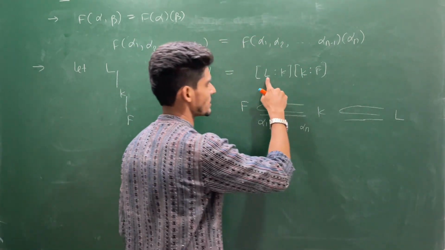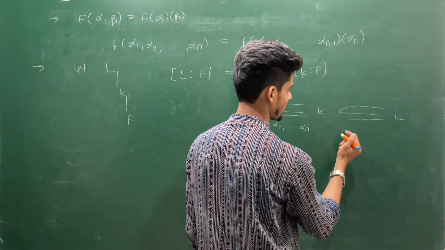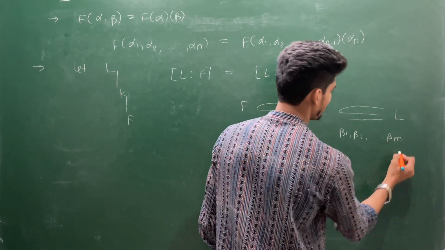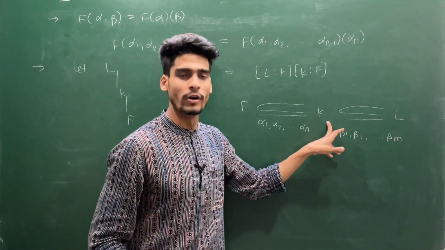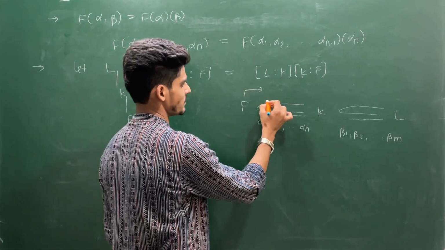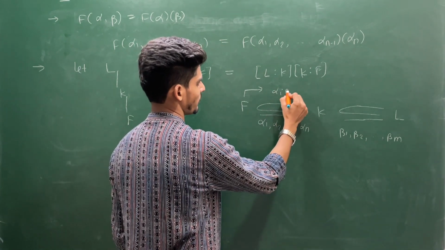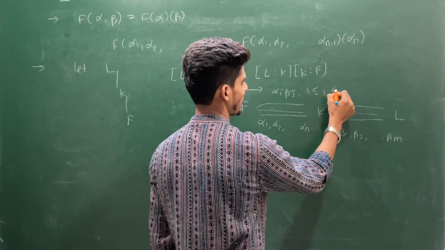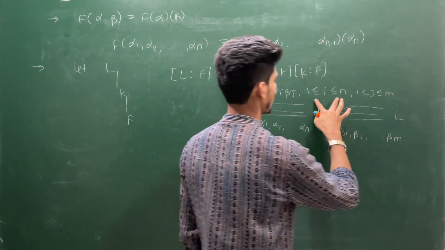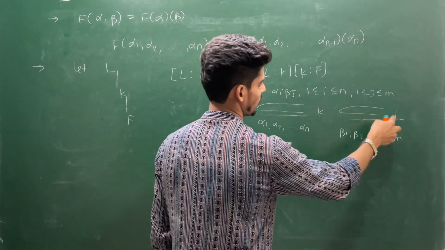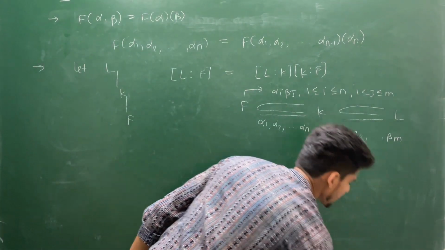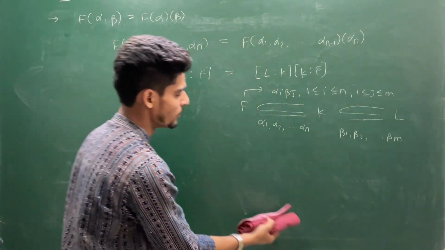Similarly, I am assuming this L over K is also finite. So L over K must have some basis, say beta 1, beta 2, up to beta m. Suppose this is a basis for L over K. Now one thinks naturally the basis here will be alpha i beta j, 1 less than or equal to i less than or equal to n, 1 less than or equal to j less than or equal to m. So this becomes a basis, this alpha i beta j, for L over the field F. The proof is very straightforward. Let's see. I will explain 2 or 3 lines, then you will do it by yourself.